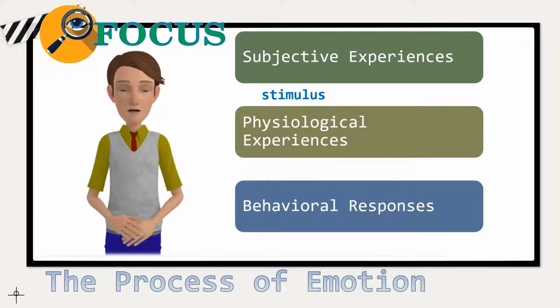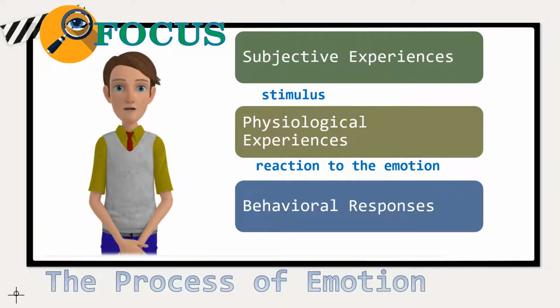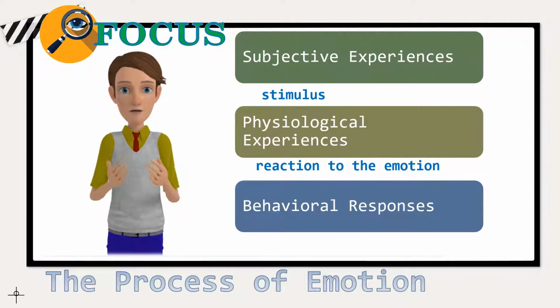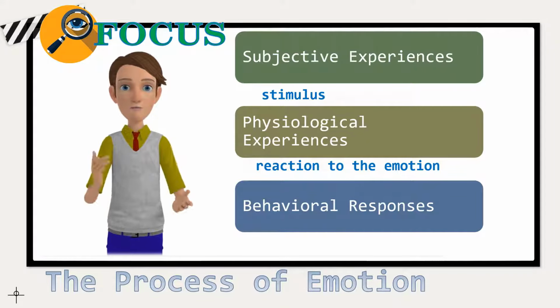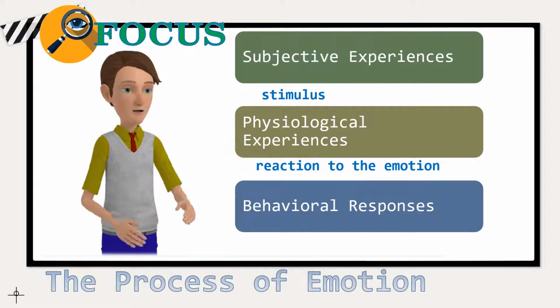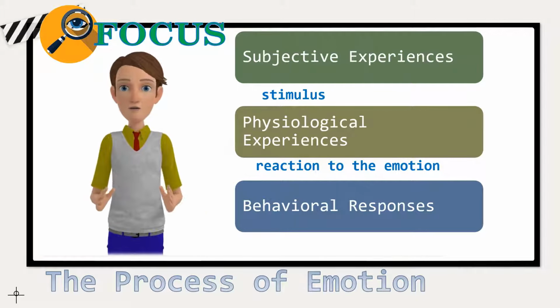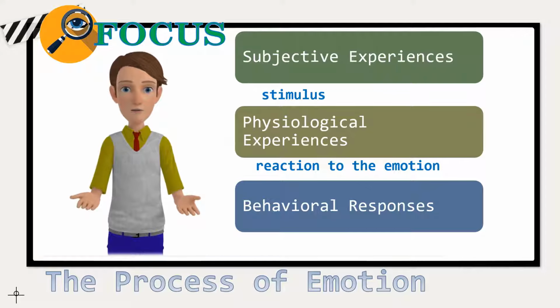Physiological responses. We've all experienced the sensation of our heart racing because of fear or excitement. This physiological reaction is caused by the autonomic nervous system's reaction to the emotion we are experiencing. The autonomic nervous system regulates our fight or flight response and controls our involuntary bodily responses.